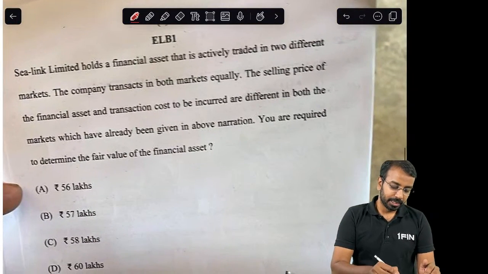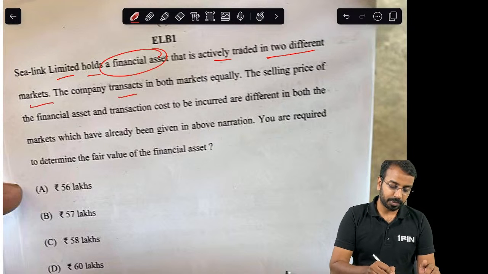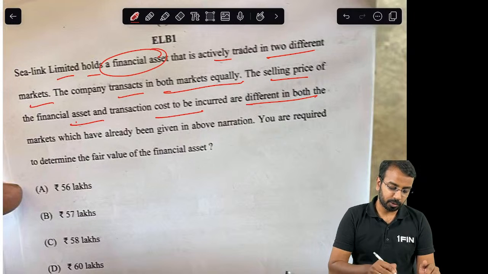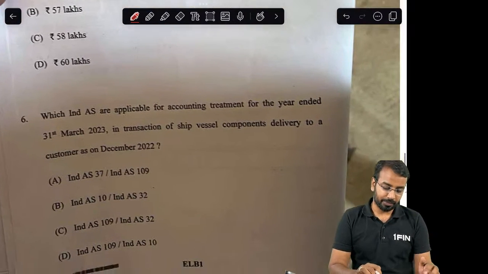Then C-Link Limited holds a financial asset that is actively traded in 2 different markets. Company transactions both market equally. Selling price of financial asset and cost to be incurred are different in both the markets. You are required to determine the fair value. So you will take the one which is more favorable to you. Okay, and accordingly you will have the answer.